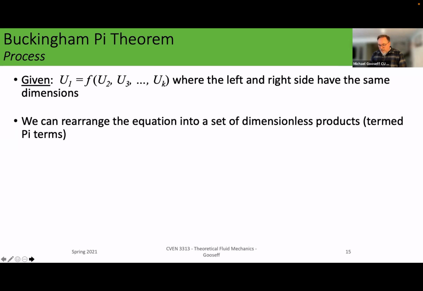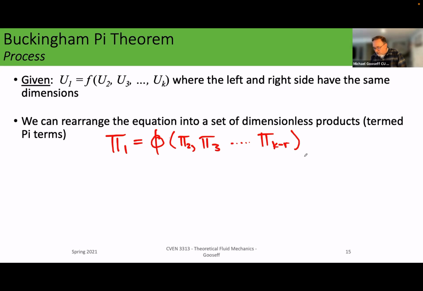We can arrange the equation into a set of dimensionless products called pi terms. And this would look like this. Pi1 is equal to, instead of f, we'll use lowercase phi, some function of pi2, pi3, all the way out to pi k minus r. So k is the number of parameters. R, remember, is the number of our reference dimensions.